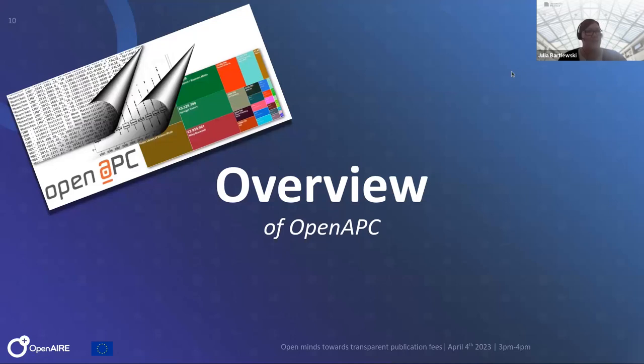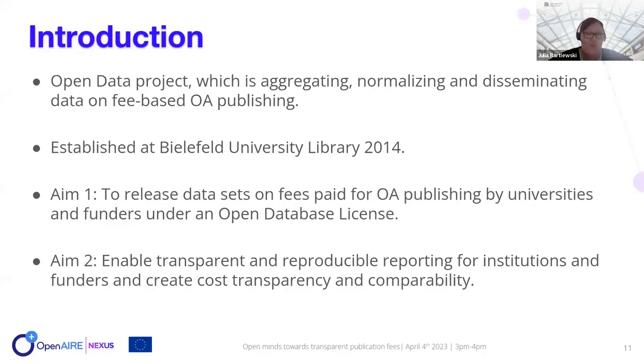So, in the next step, I want to talk a little bit about OpenAPC in general. I think some of you might have already heard of our project or are familiar with it. So OpenAPC is an open data project which was established at Bielefeld University Library back in 2014. We collect and disseminate data sets on fees paid for open access publishing under an open database license. What we do is basically aggregate cost data on open access publishing. We aggregate APCs, since 2016 data on transformative agreements, and since 2020, we also started aggregating BPCs. So for these three different types, OpenAPC operates three different data sets. What are our aims in OpenAPC?